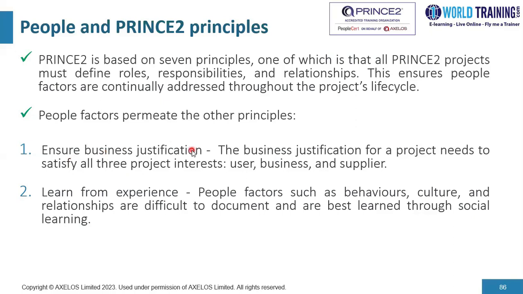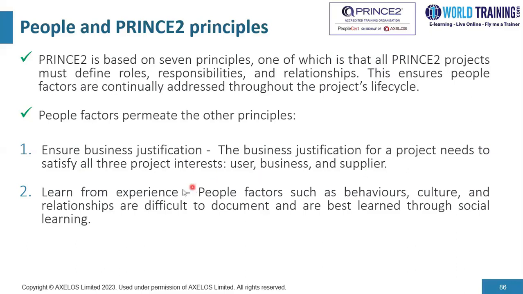business justification. The business justification of a project needs to satisfy all project interests. The 3 key project interests are the user interest, the business interest, and the supplier interest. So ideally, in a board composition, we make sure that all the 3 interests are represented. At the same time, when we create a business justification document in the form of a business case, we've got to make sure that all these 3 interests are catered to.